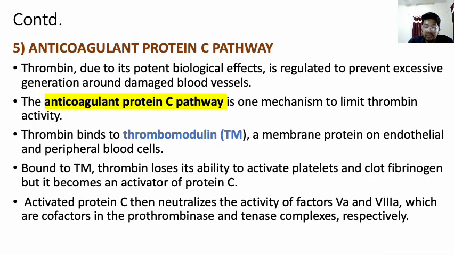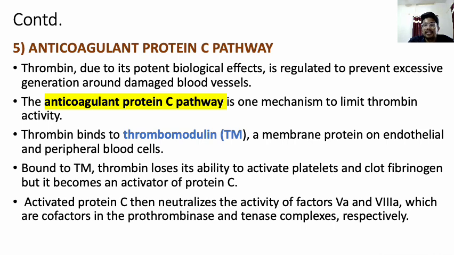And the fifth is the anticoagulant protein C pathway. Thrombin, due to its potential biological effects, is regulated to prevent excessive generation around a damaged blood vessel. If thrombin is produced in large amounts and goes into the blood in large amounts, clotting can happen anywhere. So we have to prevent it, right? So the anticoagulant protein C pathway is one such important thing.